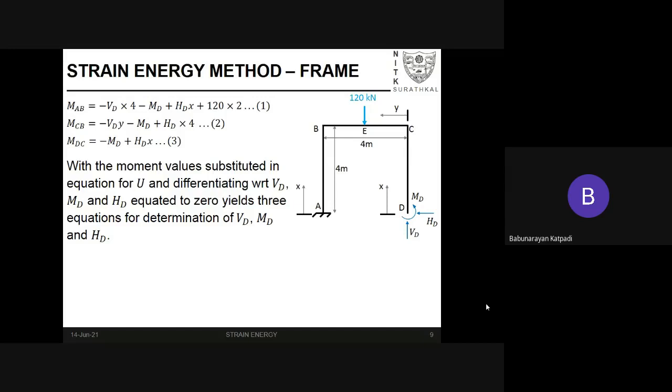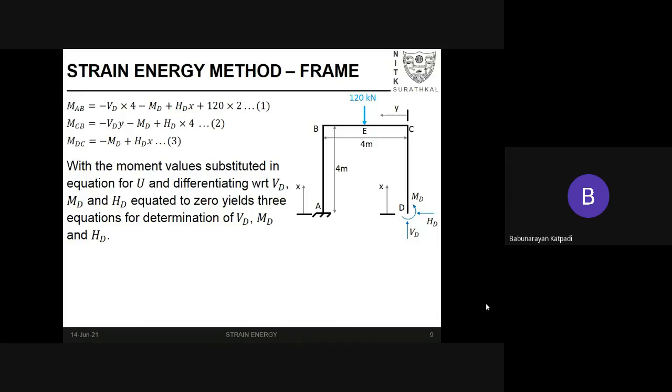Generally, by intuition, you can judge what the direction should be. For example, VD has to be up, then HD has to be to the left, and MD has to be anticlockwise. This you know from intuition. Usually, intuition tells you what should be the sense of the redundant reaction. If you have taken it wrong, the assumed direction of the redundant in the calculation is wrong, the end result will be negative, meaning the sense should be reversed.